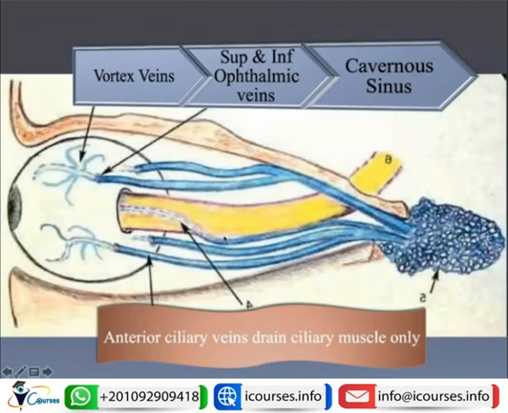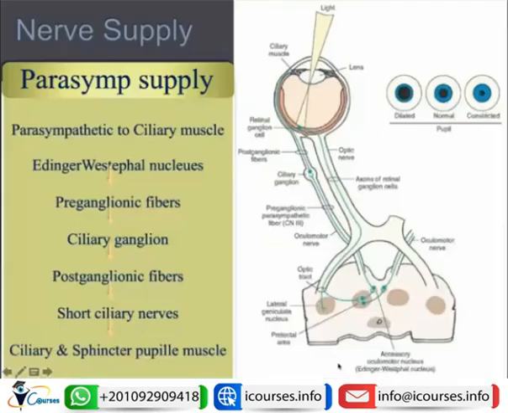Okay, so the drainage of the ciliary body will be through the vortex veins, again to the superior and the inferior ophthalmic vein into the cavernous sinus, while sometimes we have an anterior ciliary vein that may sometimes drain the ciliary muscle only.